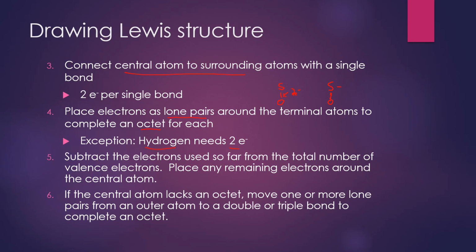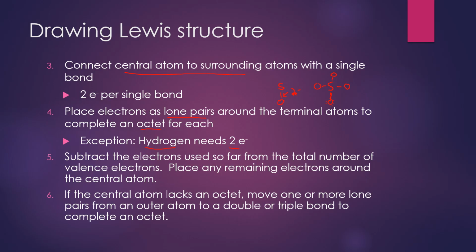So in the case of that sulfate ion, we had sulfur with 4 oxygens around it. If you remember from the previous slide, we had 32 total valence electrons. So to make the terminal atoms happy first, what I'm doing is I'm adding 6 more.